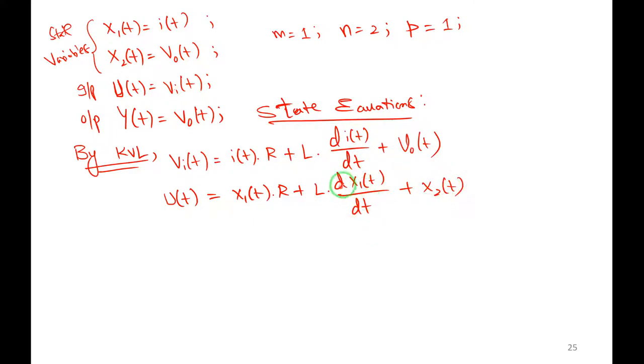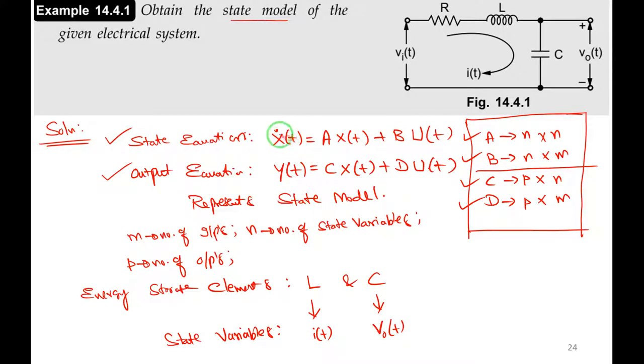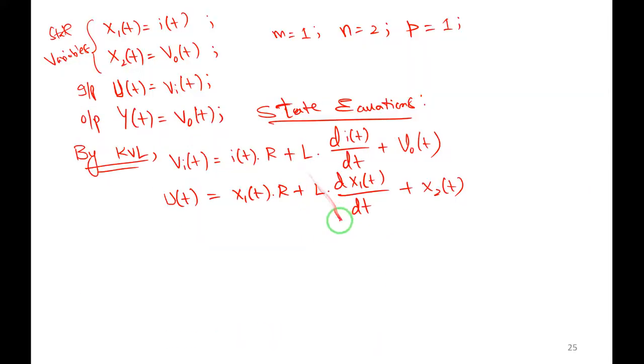So what is this d/dt of x1? It is x1 dot. What I want is x dot of t. So keep this and send the others to that side. I will write it; please observe x1 dot of t.